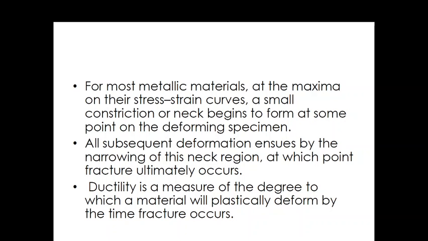For most metallic materials, at the maxima on their stress-strain curves, a small constriction or neck begins to form at some point on the deforming specimen. All subsequent deformation ensues by the narrowing of this neck region, at which point fracture ultimately occurs, that is, cup-cone fracture. And ductility is a measure of the degree to which a material will plastically deform by the time fracture occurs.